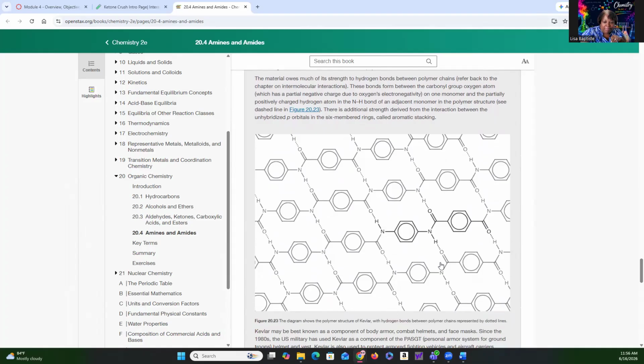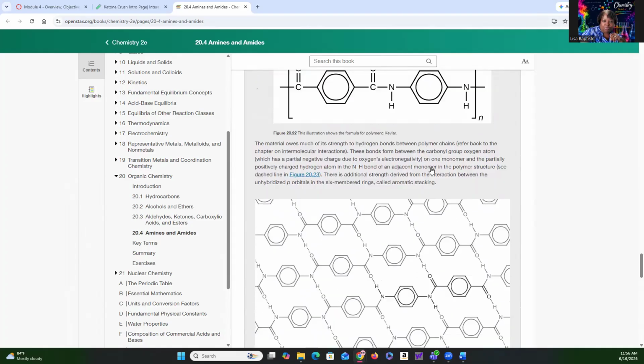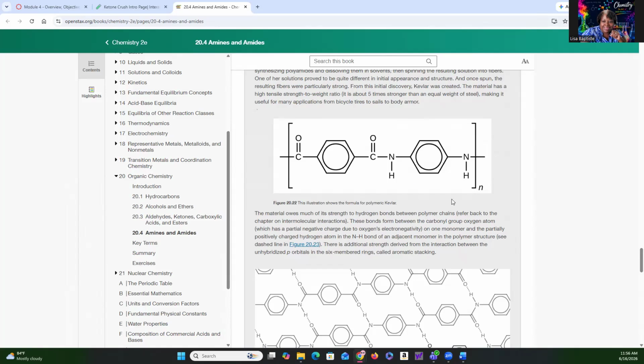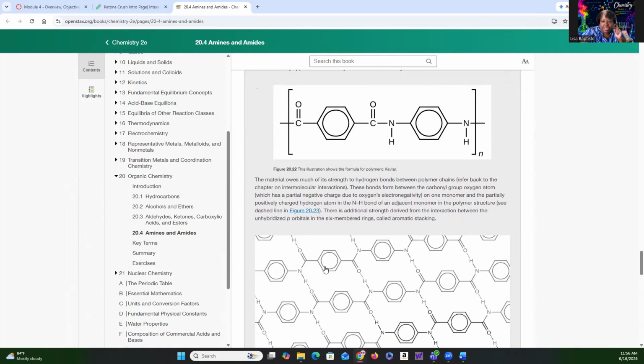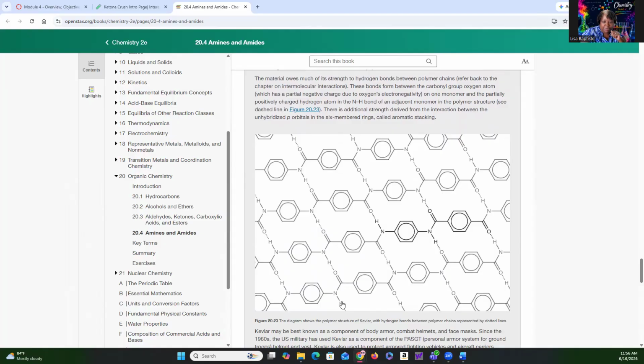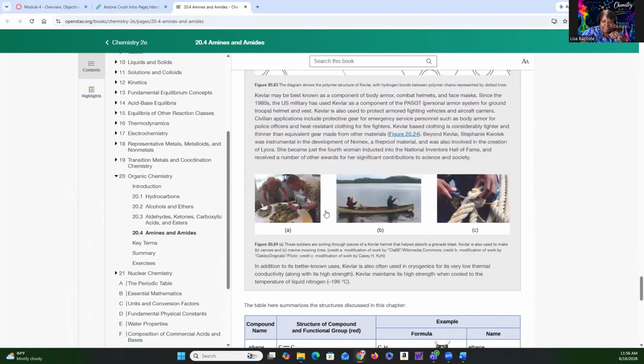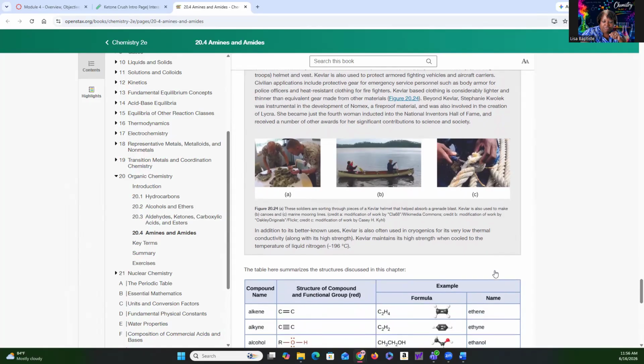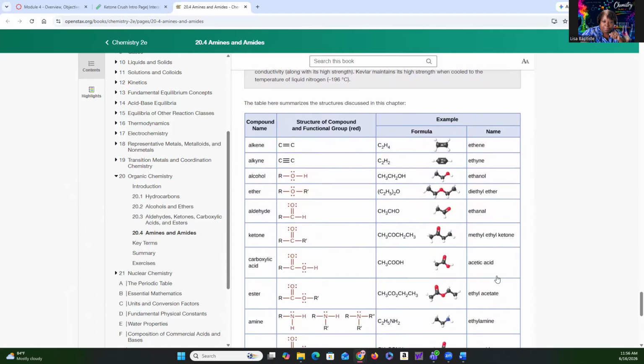Anytime we're talking about a polymer, a polymer is when we take one particular structure like this, and then we repeat it. Okay, and as you can see in this picture. All right, and then this gives you some examples of the usage of Kevlar.